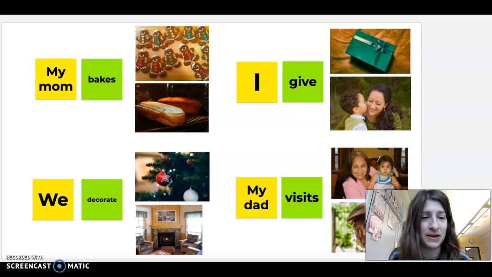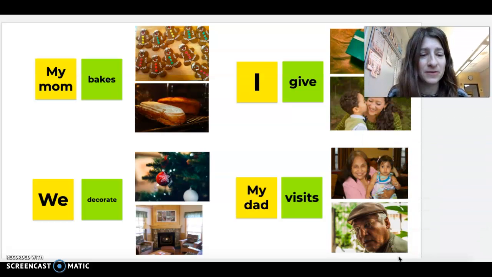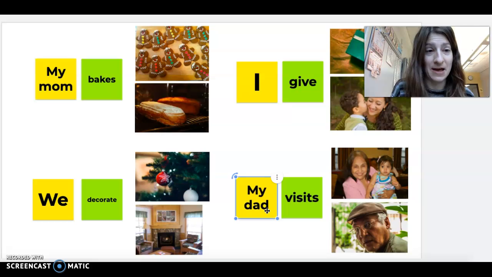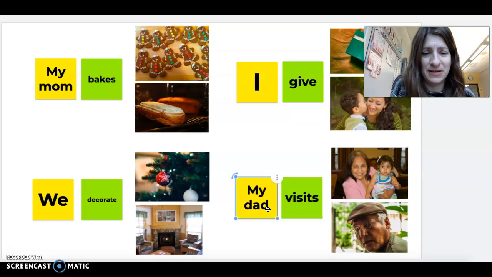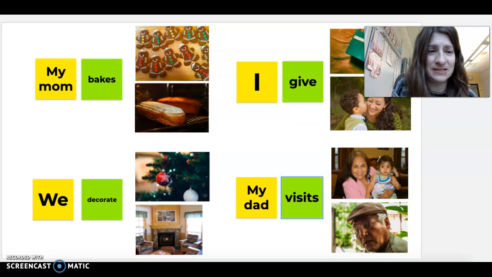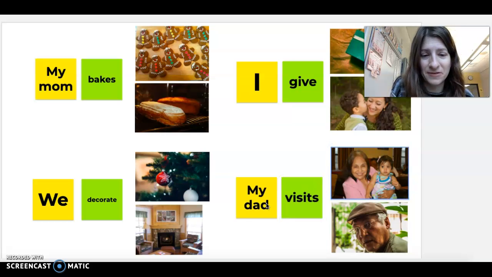Let's try another one here. This time I could say, my dad visits. Well, I told you who, my dad. I told you what he does, he visits. But let's figure out the what part. My dad visits, it's actually who this time? Grandma. Or I could say, my dad visits Grandpa.